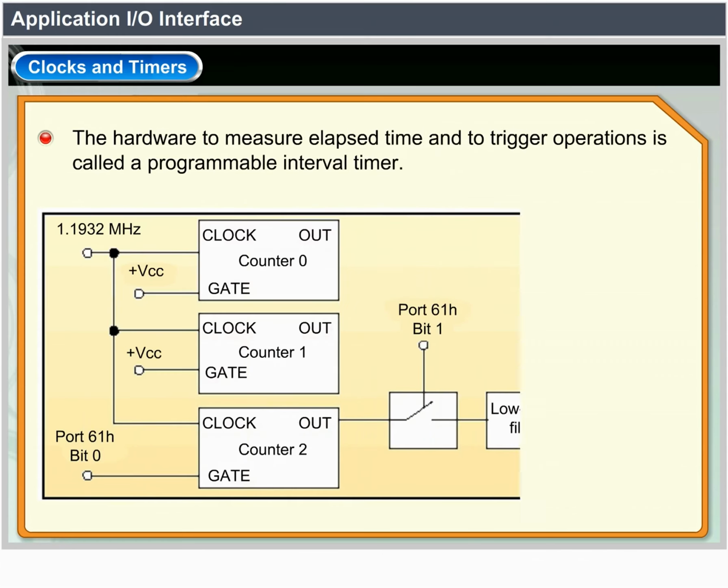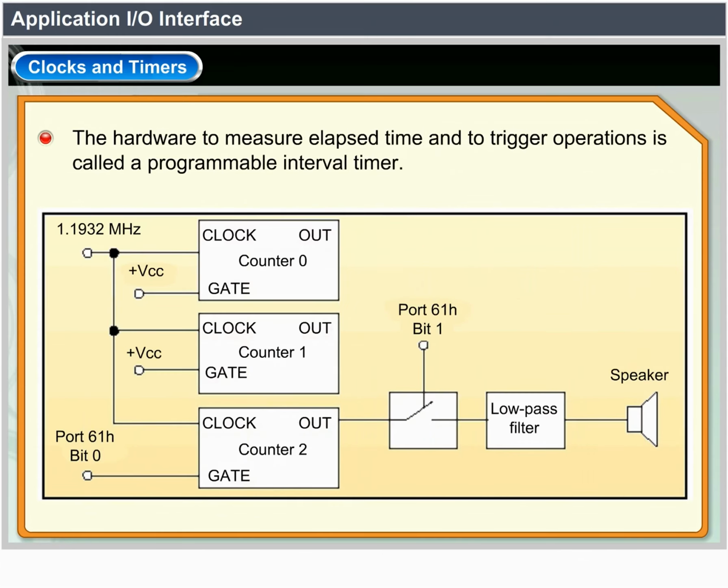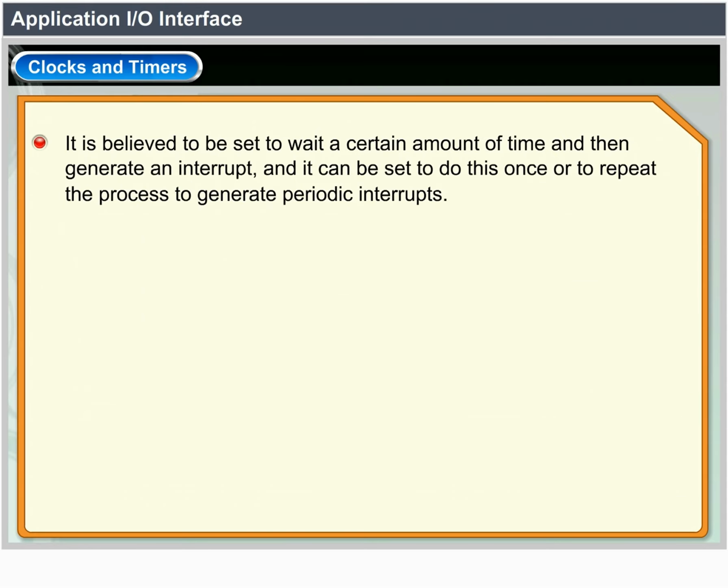The hardware to measure elapsed time and to trigger operations is called a programmable interval timer. It can be set to wait a certain amount of time and then generate an interrupt, and it can be set to do this once or to repeat the process to generate periodic interrupts.